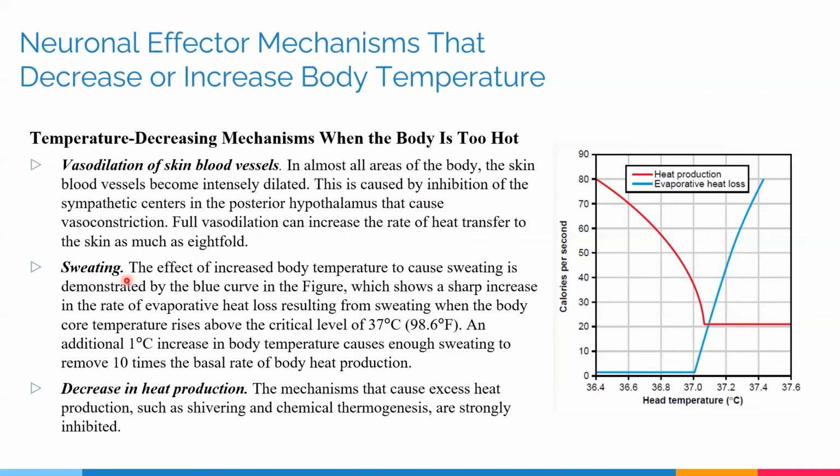Next is sweating. The effect of increased body temperature to cause sweating is demonstrated by the blue curve shown here, which shows a sharp increase in rate of evaporative heat loss resulting from sweating when the body core temperature rises above the critical level of 37 degrees Celsius or 98.6 degrees Fahrenheit. An additional 1 degree increase in body temperature causes enough sweating to remove 10 times the basal rate of body heat production. Thus, sweating is a major mechanism to reduce the heat that is produced by the body.